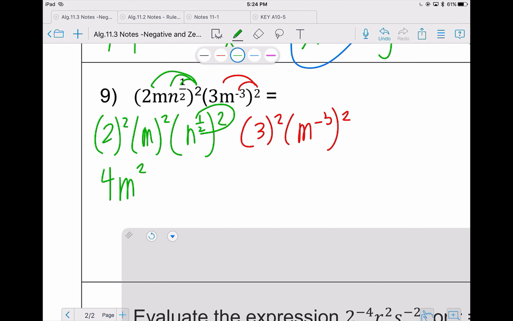These are piggybacked, so we multiply. 1/2 times 2 is 1. And then 3 squared is 9. These are piggybacked, so we multiply. Negative 3 times 2 is negative 6.